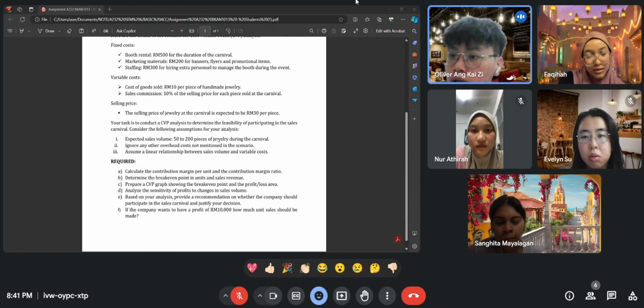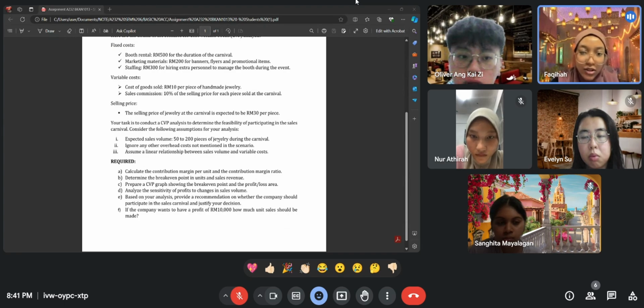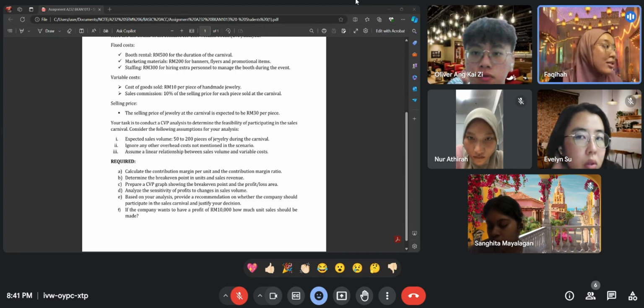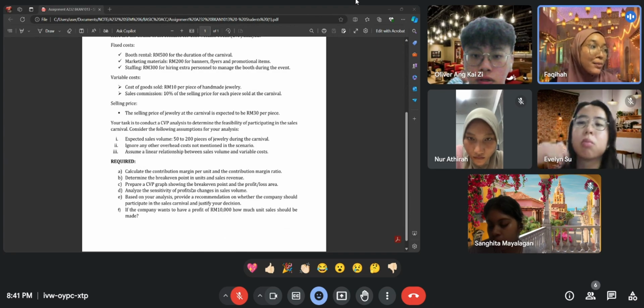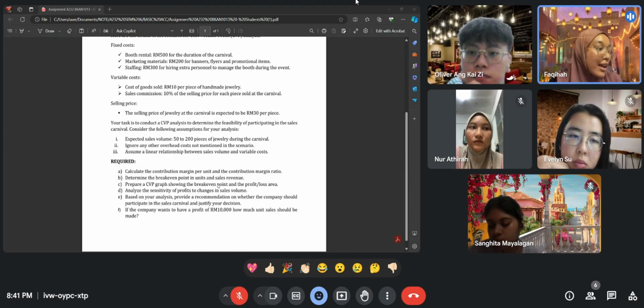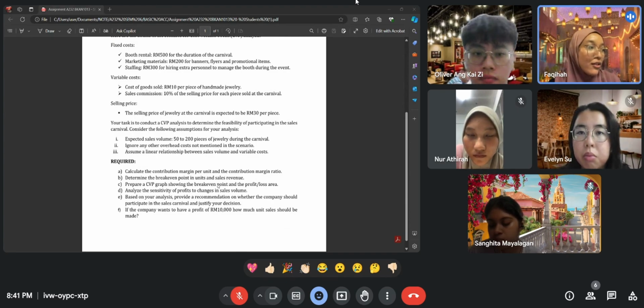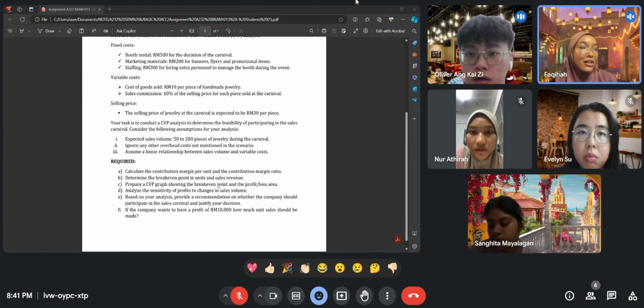So who did the first one, right, calculate the contribution margin. So I did this question. First we need to calculate the contribution margin per unit. So the info that we have in the question is selling price is 30 ringgit per unit and cost of goods sold 10 ringgit per unit and the sales commission is 10%.